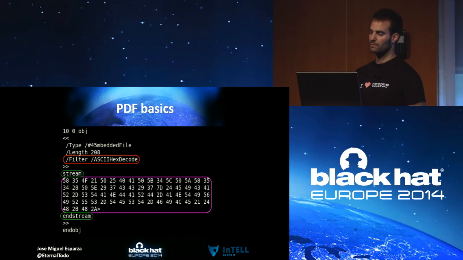This content can be compressed, or encoded with some filters. In this case, for example, it is ASCIIHexDecode, so it's hexadecimal. But you can also put more filters. So you can compress with something and then use this other filter and this other filter. So you can do a chain of filters. This is also used in order to obfuscate the PDF files.